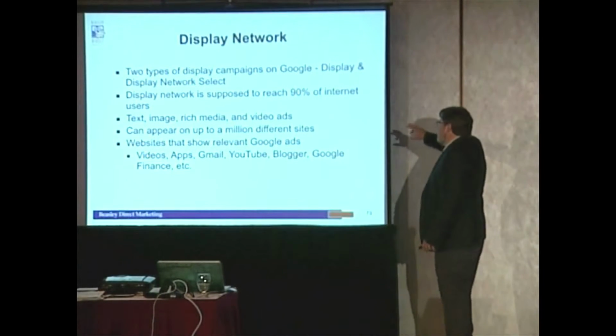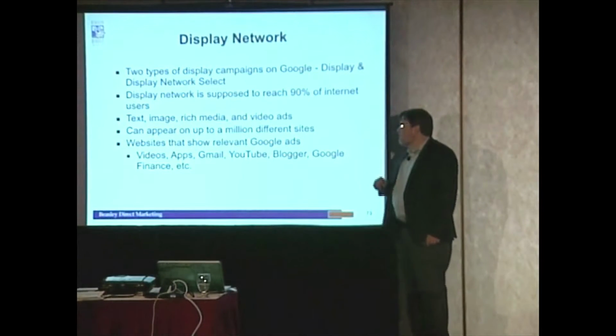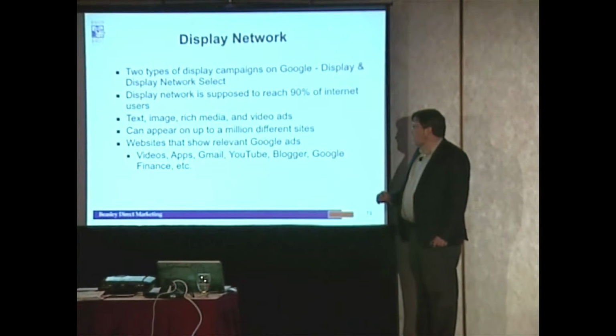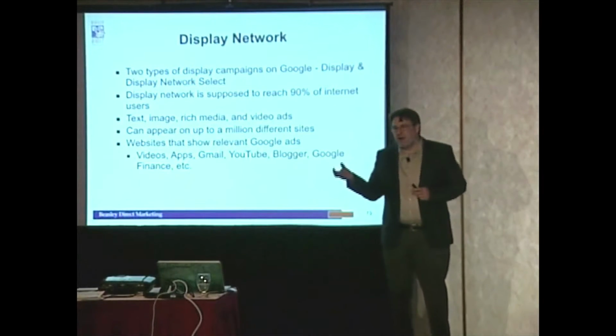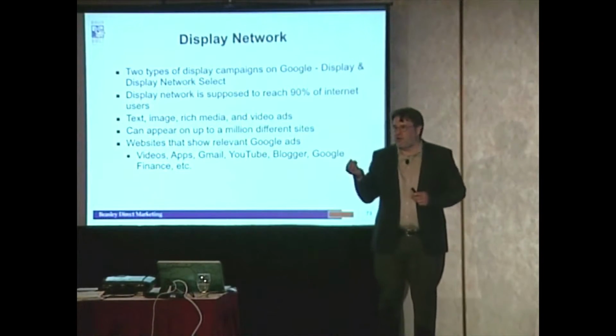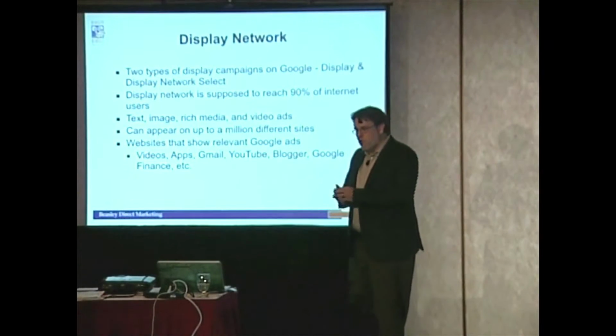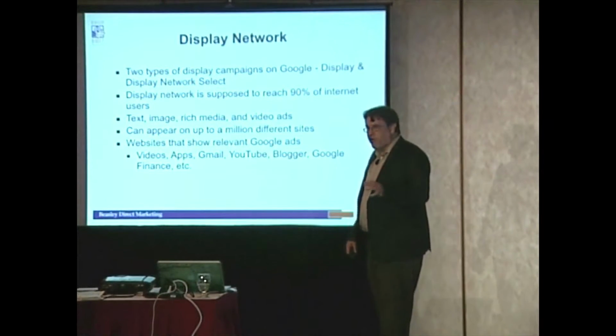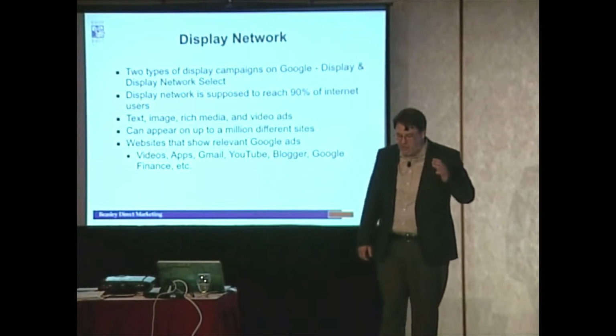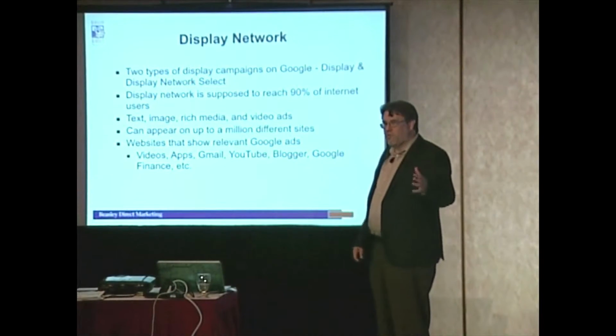Display network, we touched on this. Google says it reaches 90% of internet users. Lots of different types of ads available. You can appear on up to 1 million different sites. And with the display network and the display select network, Google wants to have your ad appear next to relevant content. So if I'm selling luggage, Google wants my ad to appear on the travel section of the New York Times. If I'm selling security software, Google wants my ad to appear in the personal tech section of the Wall Street Journal.